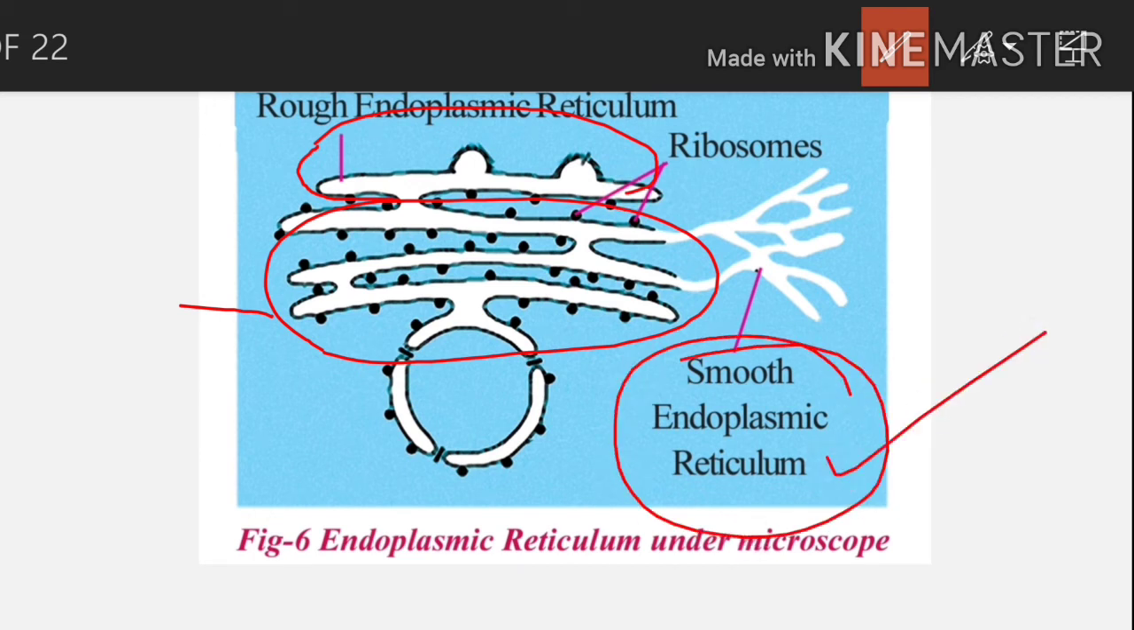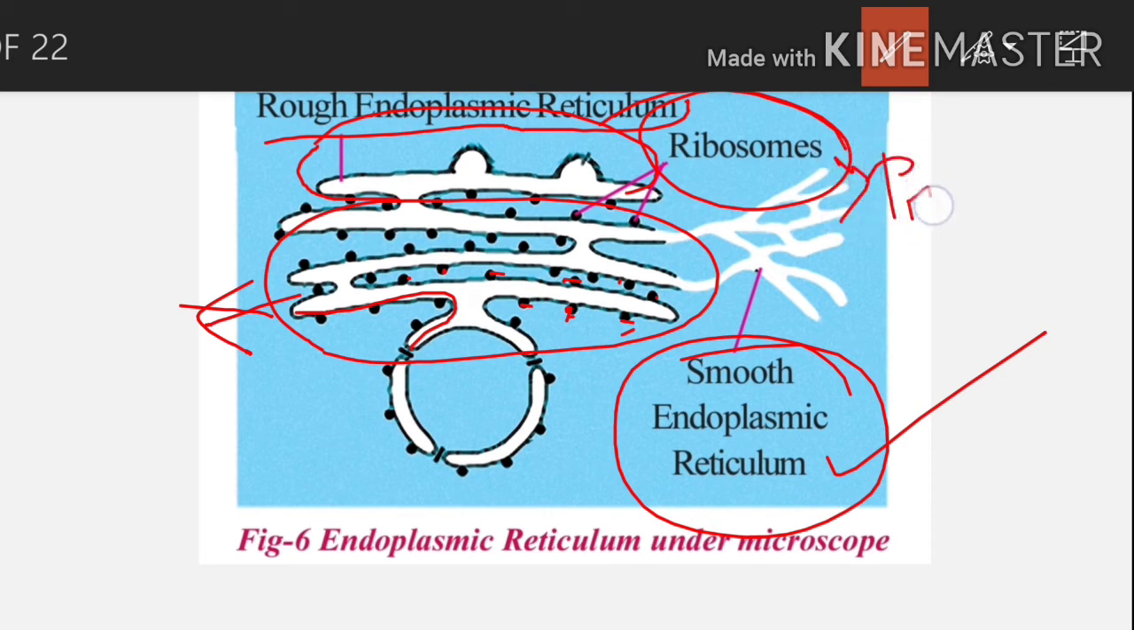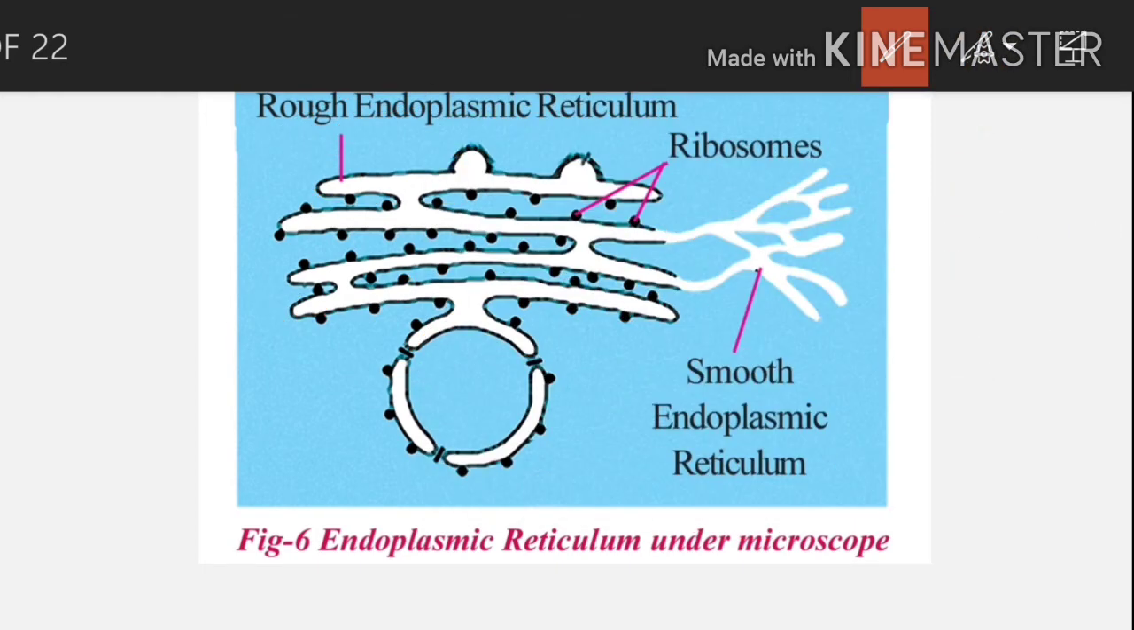It appears rough, that's why it is called the rough endoplasmic reticulum. If we see the structure of the endoplasmic reticulum, it has small granule-like structures on its surface. These granules are called ribosomes. I have already told you the main function of the ribosomes is to manufacture proteins. So the main function of the rough endoplasmic reticulum is the manufacture of proteins. Rough endoplasmic reticulum plays a major role in protein synthesis.